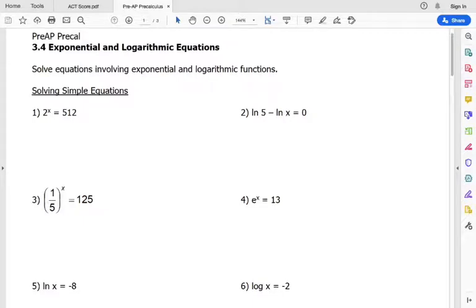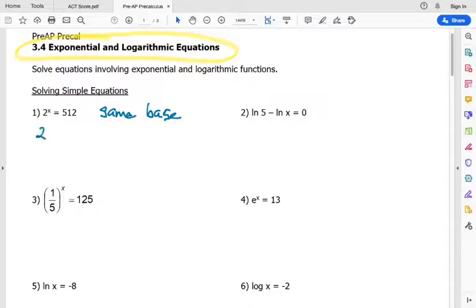Okay, we're going to do notes today over solving exponential and logarithmic equations. We've got a lot of different examples that you might encounter. So the first one is using the same base rule. If you can get the same base on either side, then you're able to solve this.